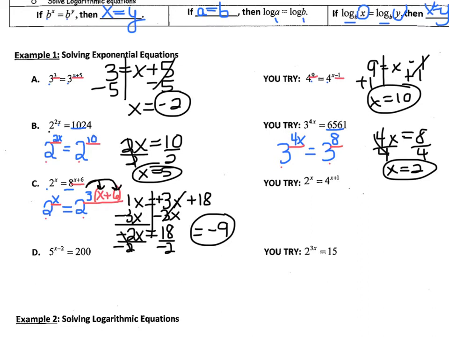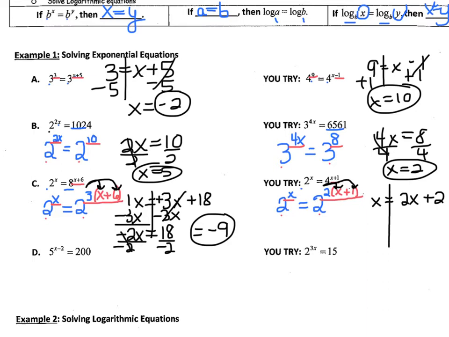Alright, on the next one, we have 2 to the x. We'll leave it. Let's rewrite 4 using a base 2. 2 to the 2nd is 4. Don't forget, we have the x plus 1, so we need to write it in parentheses next to the 2. Now we have those 2's matching up, and we're going to write x equals all of that. So x equals 2 times x is 2x, and 2 times 1 is 2.